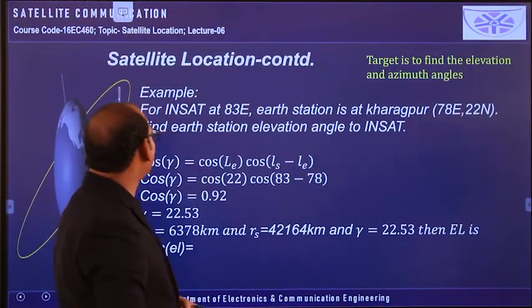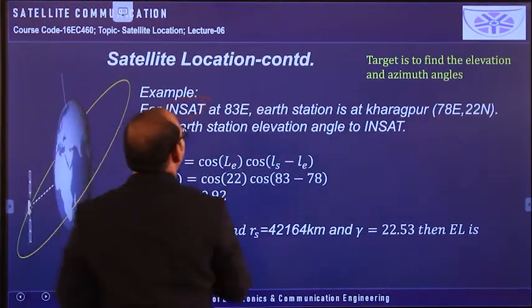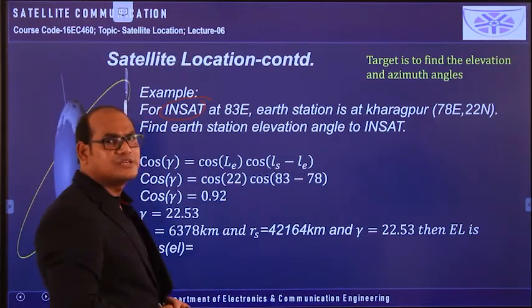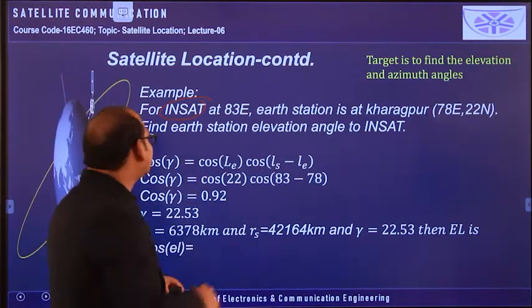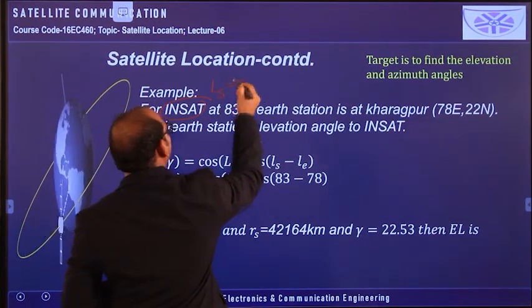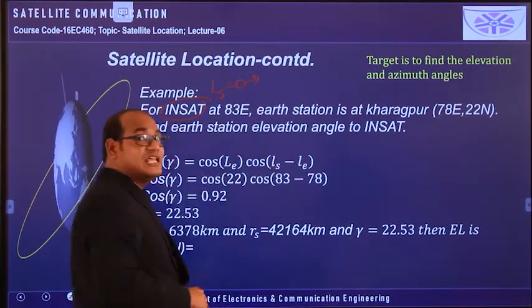And here is one example I have given. This is a satellite we are taking, and it is available at 83 degrees east. Only the longitude is given, the latitude is not given. Latitude not given means its subsatellite point latitude is 0. Not given means we have to take 0. Zero indicates it is available in the equatorial plane.